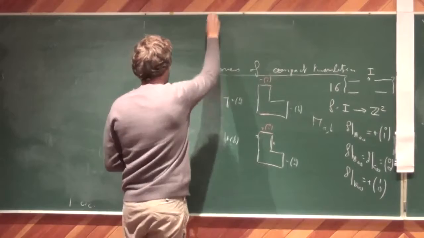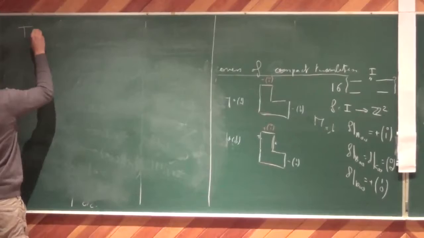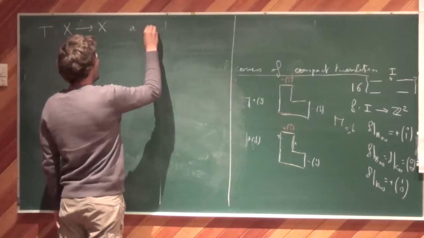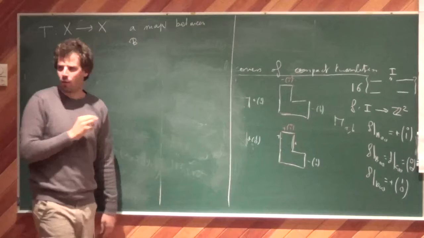Interval exchanges are a bit too particular, so let's consider a map T from X to X. If you don't want to consider a general map, just think of it as an interval exchange. A map between Borel spaces. An interval is Borel. Sorry, I didn't get the question about the balls.